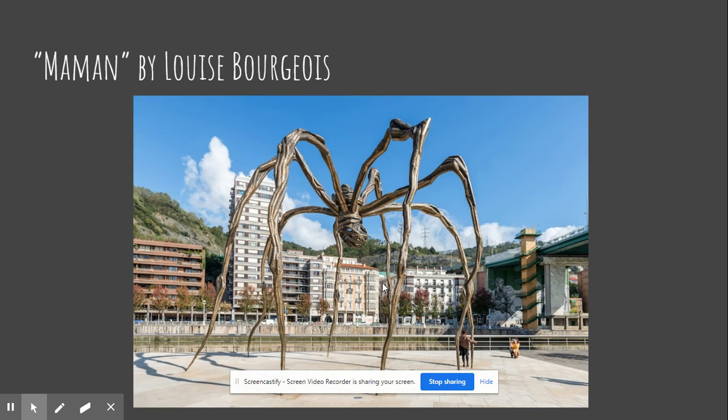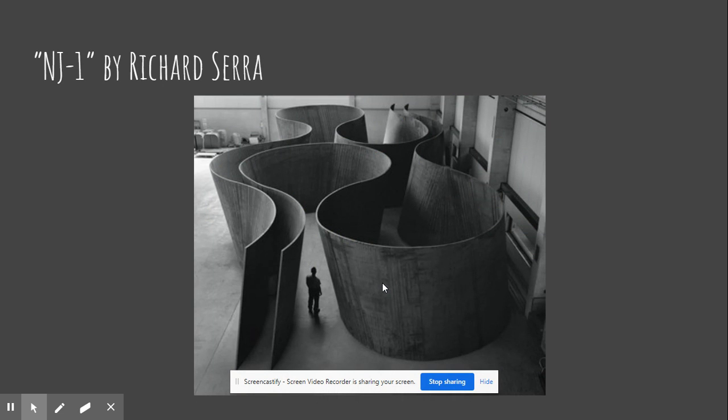Another really huge sculpture. The one I noticed in this one was balance. Remember, balance can be formal balance, informal balance, but it can also be radial balance, or some people call it centrifugal balance, where it comes out from the center.